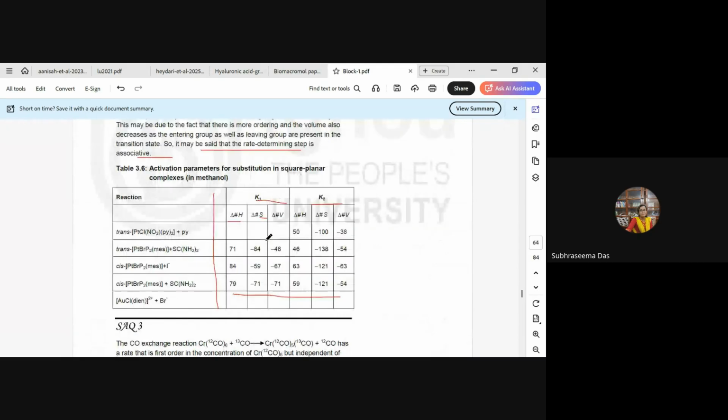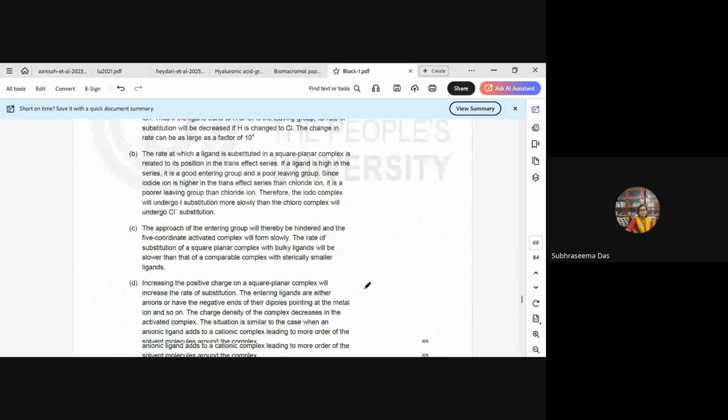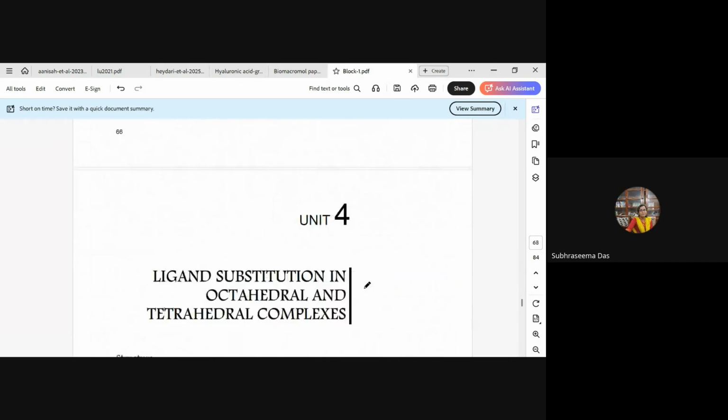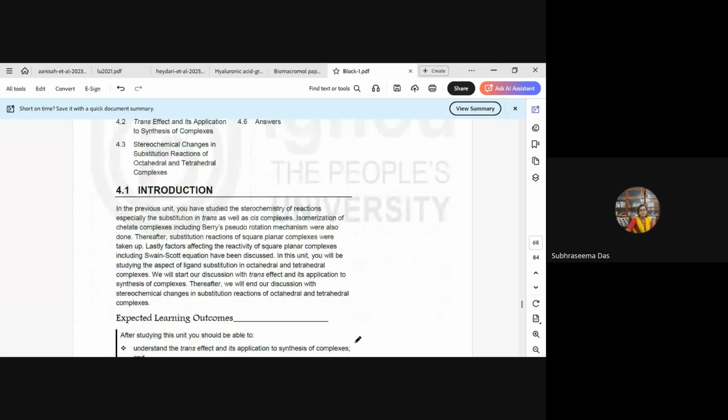So with this, the part on ligand substitution reactions in square planar complexes is over. These are some of the questions associated with this chapter. The next chapter is ligand substitution in octahedral and tetrahedral complexes.